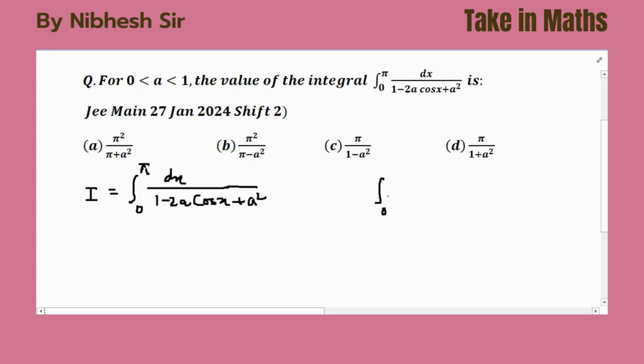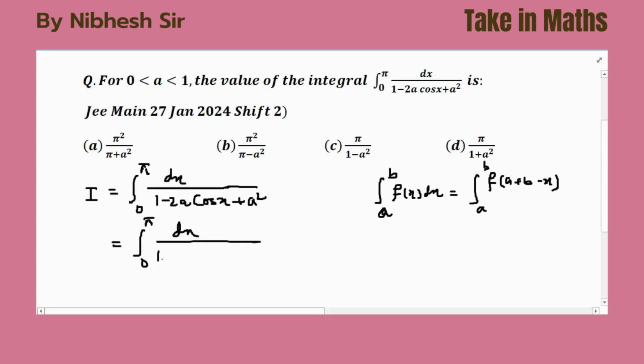The property is: integral a to b f(x) dx equals integral a to b f(a plus b minus x) dx. This property we will apply here. So here 0 to pi, so 0 plus pi minus x, so pi minus x. So we will replace x here: 0 to pi dx by 1 minus 2a cos of (pi minus x) plus a square.